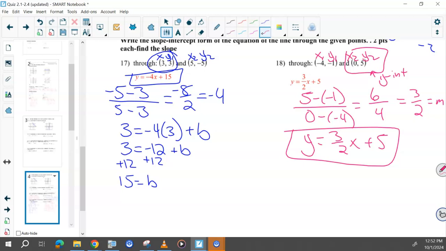The slope page, all the problems were worth 1 point. All of these were worth 1 point, except for these last two, they were worth 2. On to the next.